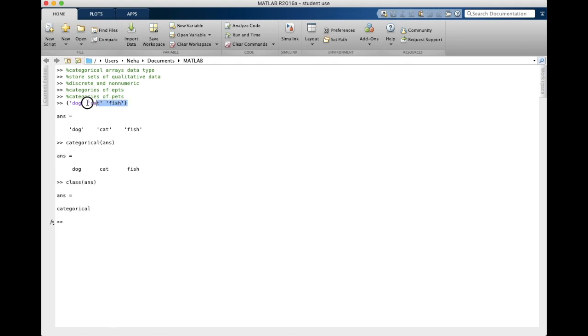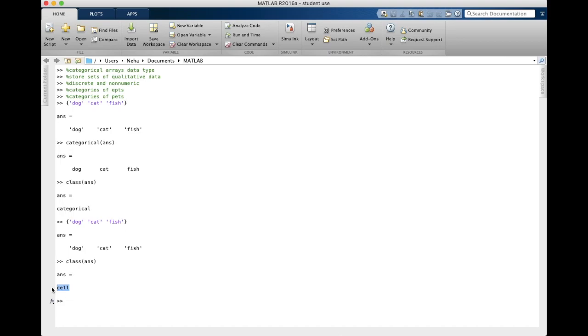But if we had made this to begin with and then typed class of our variable ans, it would be cell. So note that we had to do this step to change it into the categorical data type because otherwise it would just be a cell data type. There are a lot of other data types that I will not go into in depth, but if you'd like to check them out, click the link in the description below.